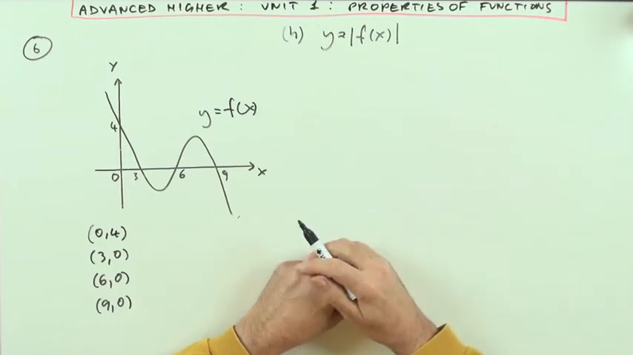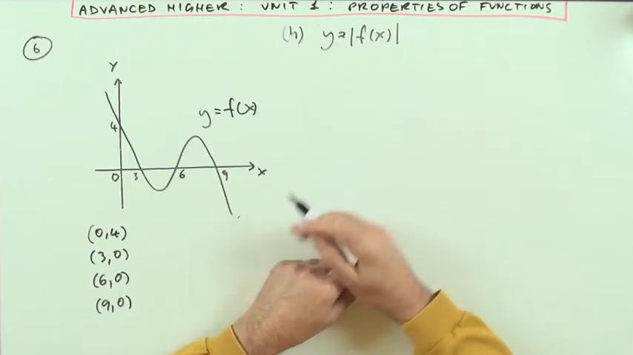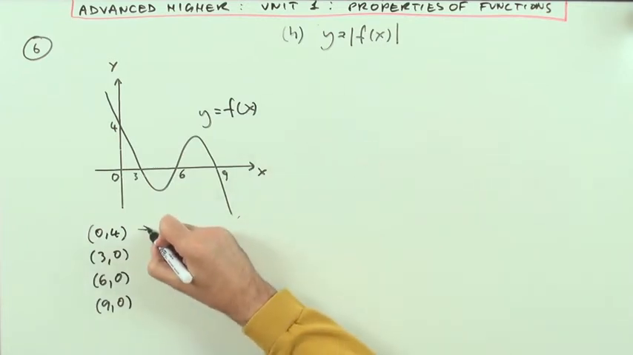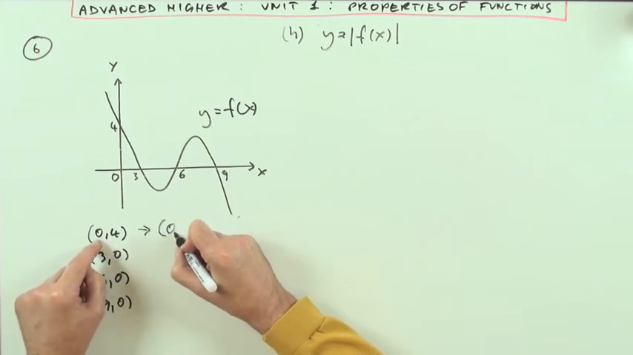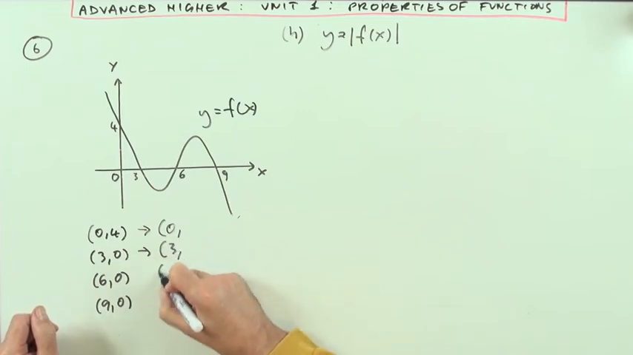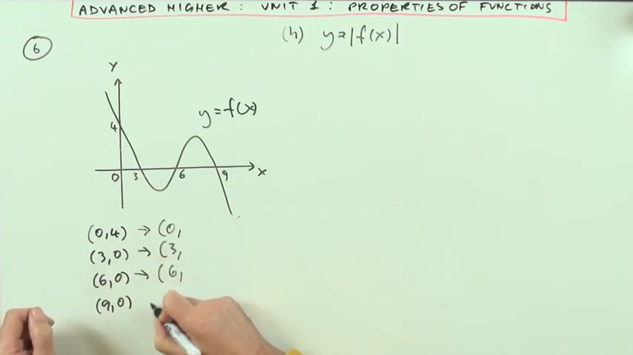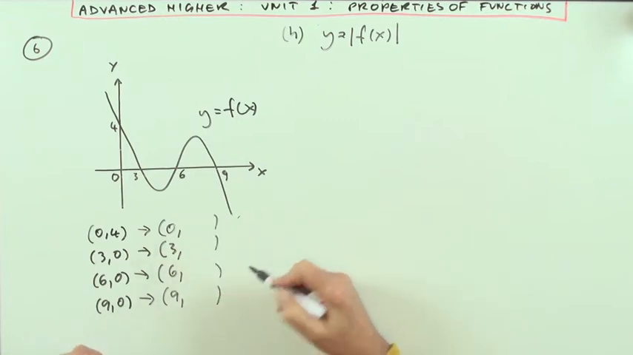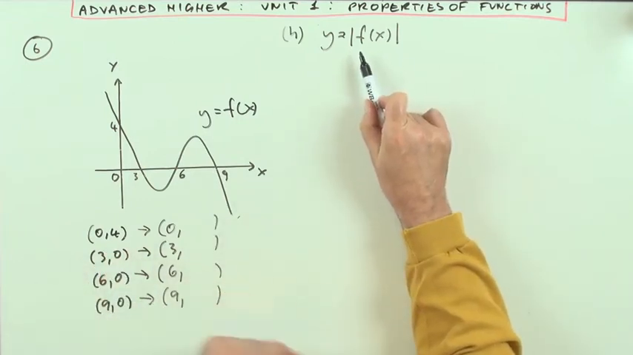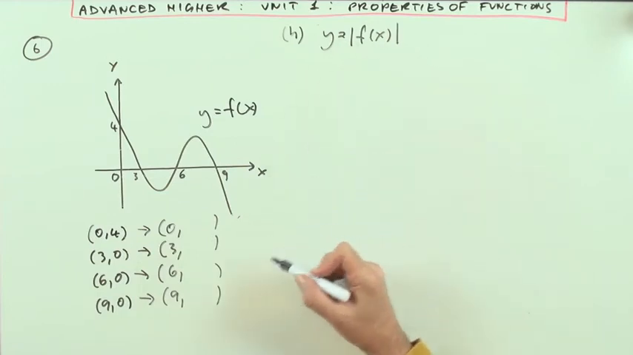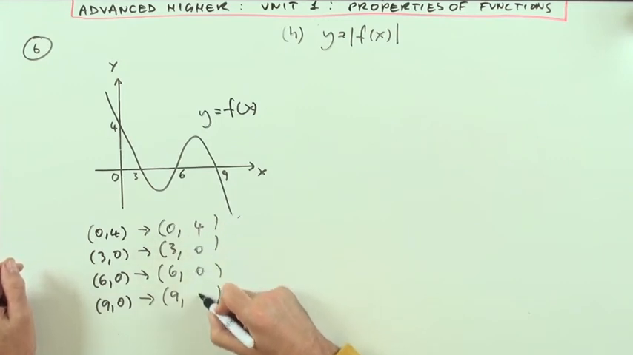And then for the last one here, y equals the absolute value of f of x. Again, no change to x, so the new answers are plotted at the same position as the old answers. So the answer at 0 will still be found at 0. The answer which was at 3 will still be found at 3. The answer which was at 6 will still be found at 6. The answer which was at 9 will still be found at 9. The only difference is the answers which were there originally will now be the positives of them. Well, they all were, so there's no change to that.